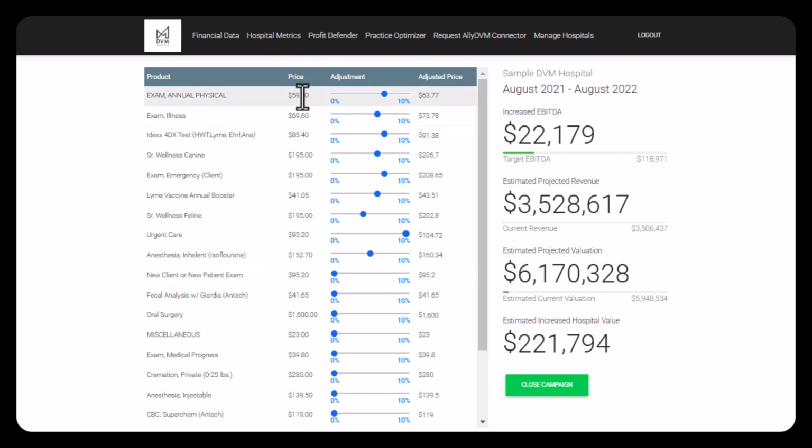So I'm going to look at my current price, then I'm going to look at my adjusted price and ask, what can my market handle? I think it can handle that for my particular market, so I'm going to go with that. This one, I'm not so sure I can handle, so I'm going to move it back down to here, and you can see your EBITDA start to go down.